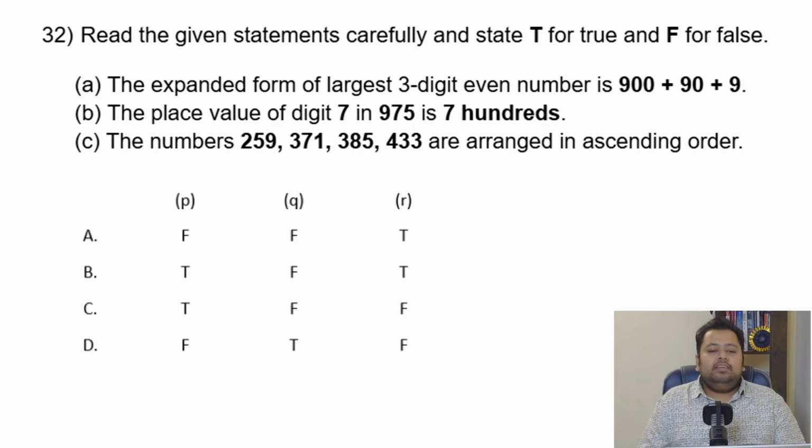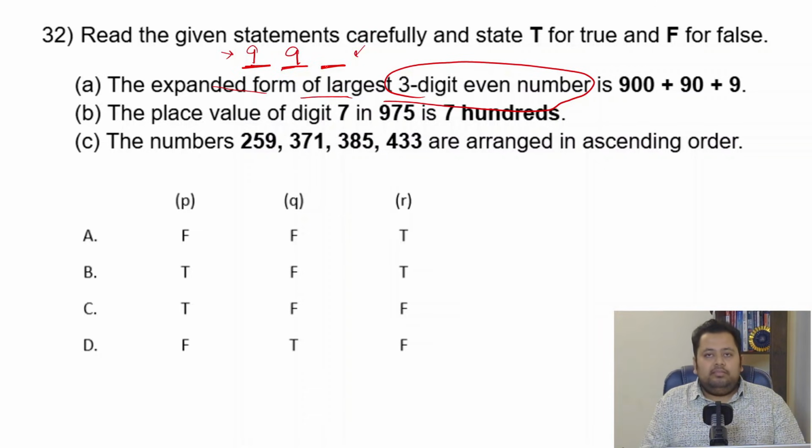Great. I think easy one. I mean, with respect to the kind of questions you get in Achiever section, this is an easy one. So the expanded form of largest three-digit even number. Largest three-digit even number is what? So it says this is a three-digit number, right? So we'll always put the largest number possible here, right? So largest number possible here is 9. Here also it will be 9.